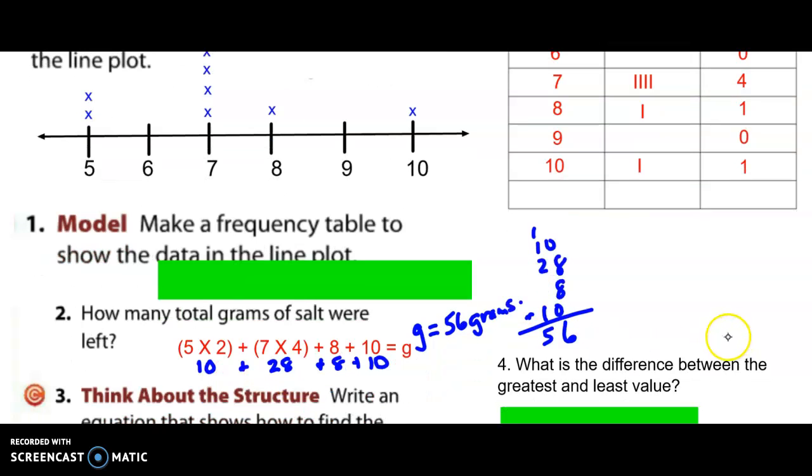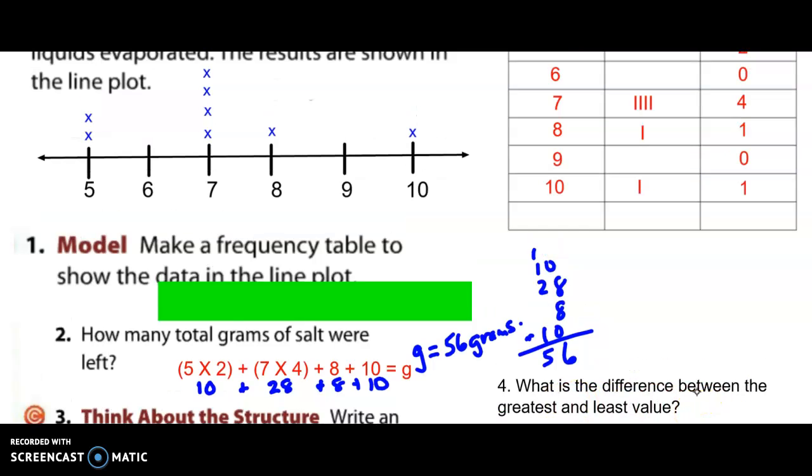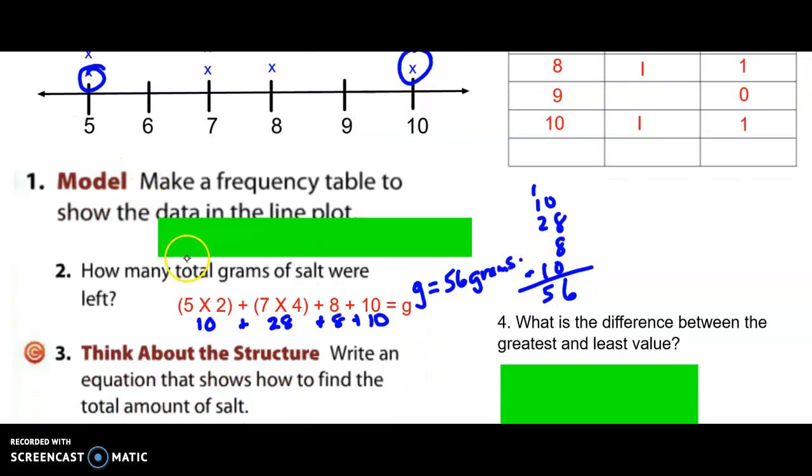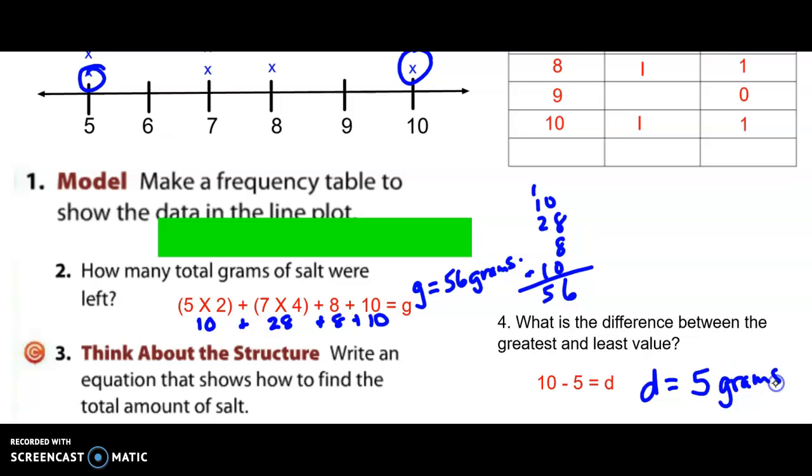And then we have our range question. It says, what is the difference between the greatest and the least value? So we have to look up here. Our greatest amount of grams of salt that were left behind was 10, and our least amount of grams of salt was 5. So to find the difference, we would do 10 minus 5. So our answer would be 5 grams. So the difference in our data from highest to lowest is 5 grams of salt.